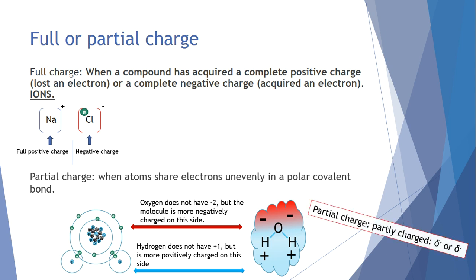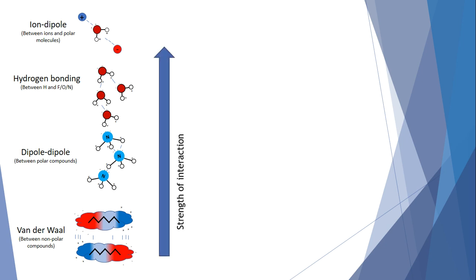We usually denote partial charge not with these big minuses or pluses that I've written out here, but rather with delta plus or delta minus, just to indicate that we have a partial charge. We can do this like this, that we fill out these delta minuses and delta pluses in our various models or structural formulas, just to indicate that we have a partial charge here. Right, so here's our types of intermolecular forces and the strength of their interactions. So ion-dipole are going to be the strongest, followed by hydrogen bonding, dipole-dipole, and lastly van der Waals interactions.